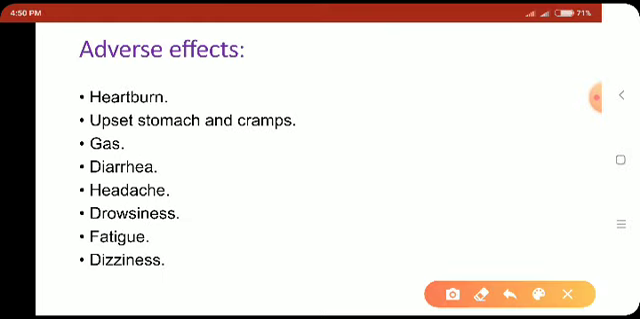Then adverse effect of rifampicin, it causes heartburn, then upset of stomach and cramps, then gas occurs in GIT in stomach, then diarrhea, headache, drowsiness, fatigue, and dizziness are the adverse effects, that means side effects of rifampicin.